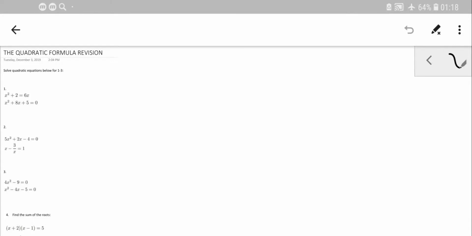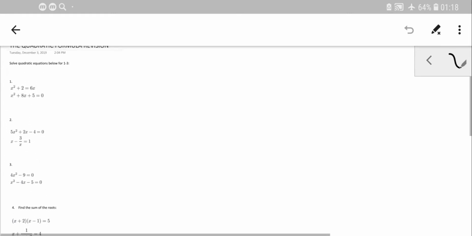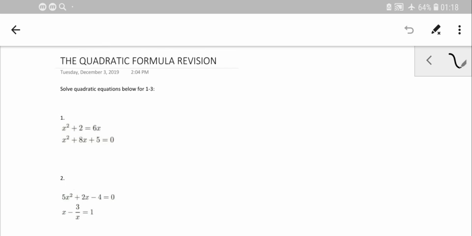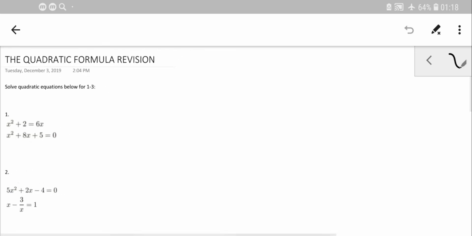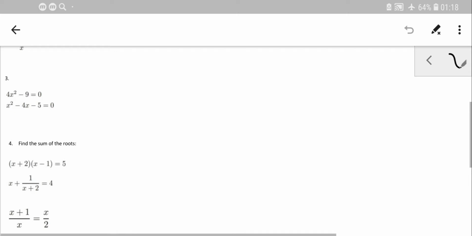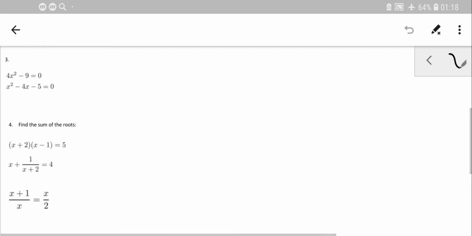So today we're going to do a revision, and we will be revising the quadratic formula for quadratic equations. Here is the set of questions. I just split them in two parts. Up to question 2, make a screenshot or just pause the video and try to solve them on your own. Then the second set of questions is from 3 to 4.